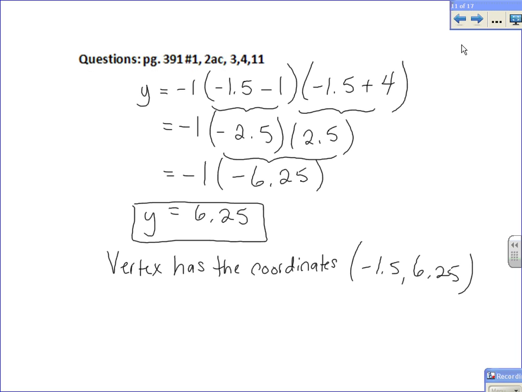I'd like you guys to try questions on page 391, number 1, number 2, A and C, number 3, 4, and 11. And check your answers in the back of the textbook and make sure you're doing it correctly.